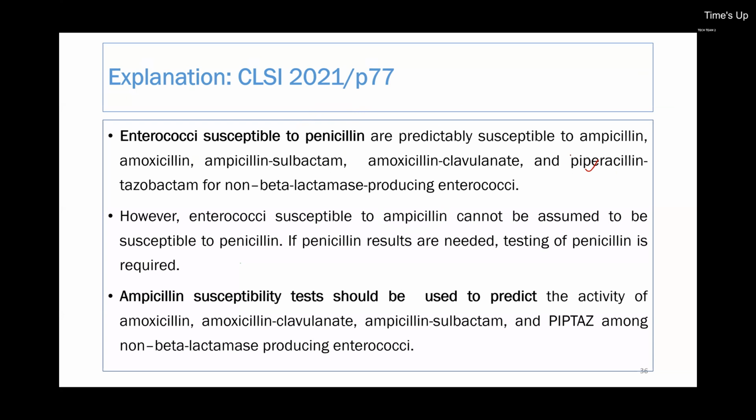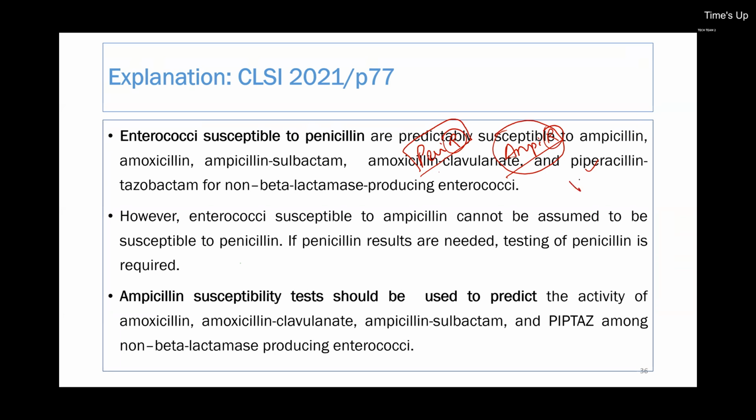But if penicillin comes out to be resistant, can we say that ampicillin is also resistant? The answer is no. If penicillin comes out to be resistant, ampicillin needs to be tested separately. Penicillin susceptibility can predict ampicillin susceptibility, but penicillin resistant results cannot predict the susceptibility of ampicillin. It is ampicillin which is more commonly used for treatment, not penicillin. Penicillin is also sometimes used, but mostly it is ampicillin.